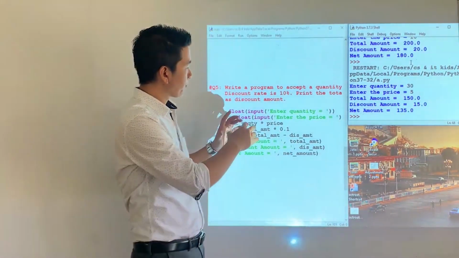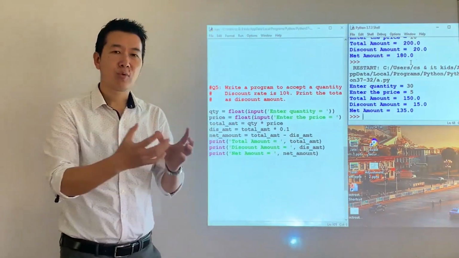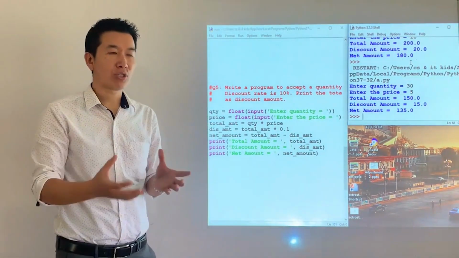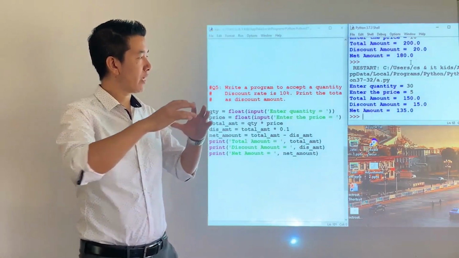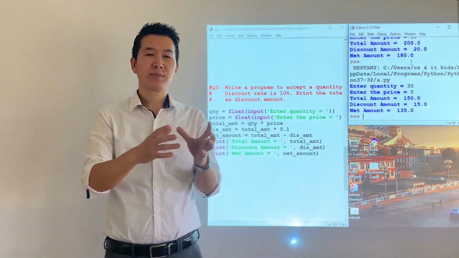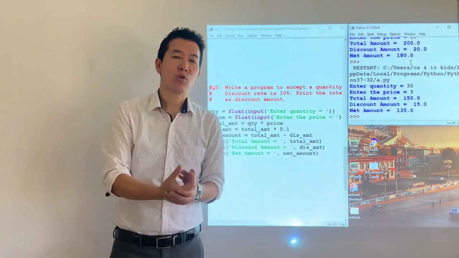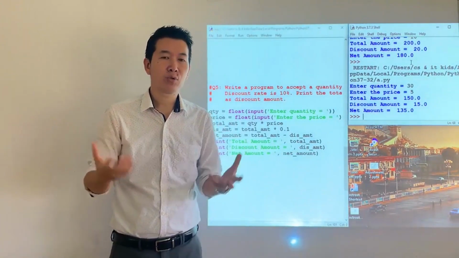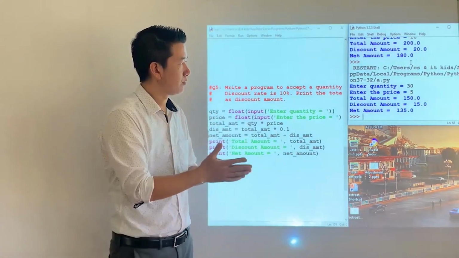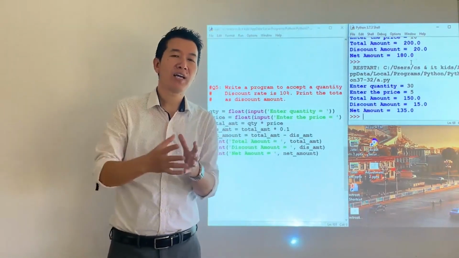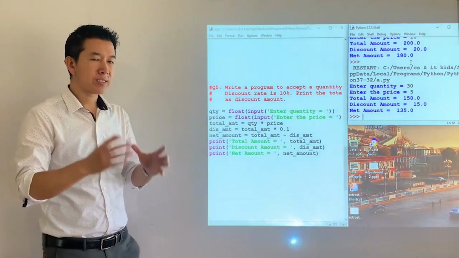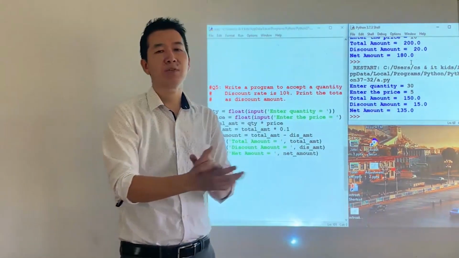So once you've written the program which runs correctly, accurately, and logically, once we have this program built, you could use this over and over again. We don't have to do the hard work of calculating the total amount, the discount amount, and the net amount. This is the whole idea behind writing the program, assigning the work to the machine once and for all.